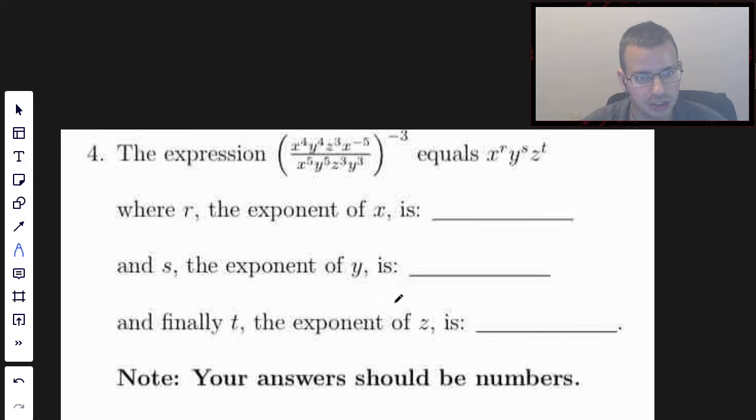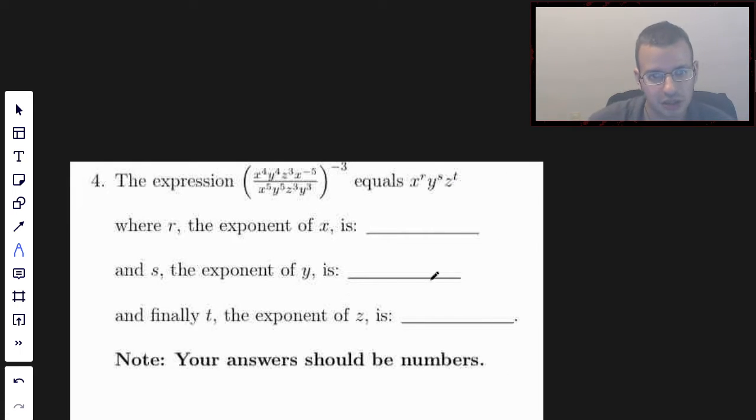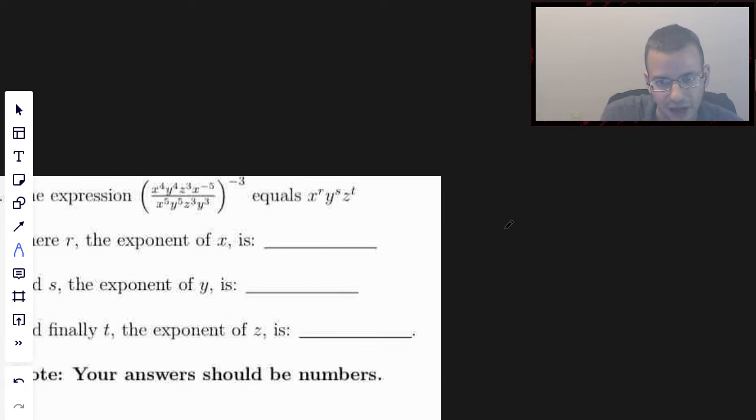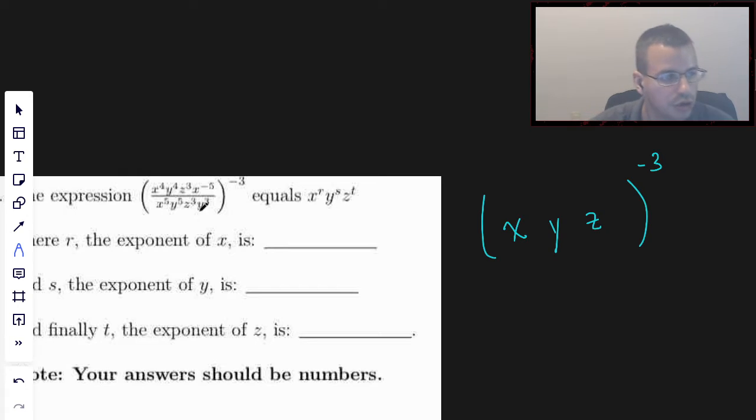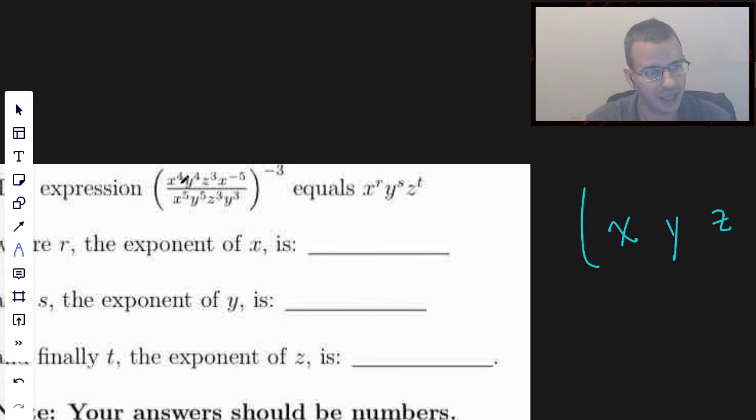The easiest way to do this is I'm going to start with the inside. So we're going to have x, y, z, and we're still going to have it to the negative 3. So when we have an exponent, that basically means, let's see here. We have x to the fourth and x to the negative fifth. When we multiply those, we're just adding the exponents. So this is going to be the same as x to the negative 1.